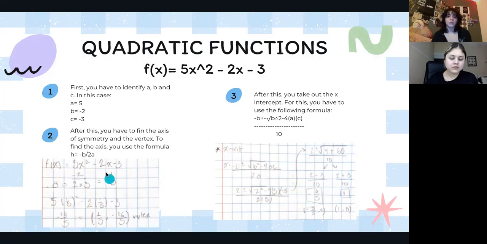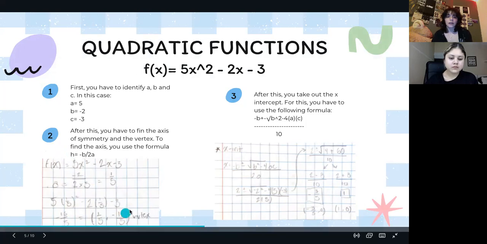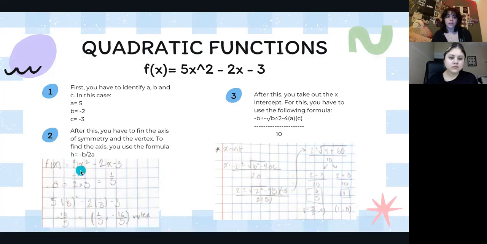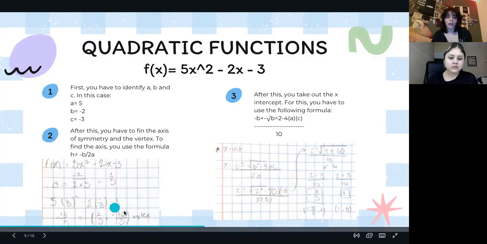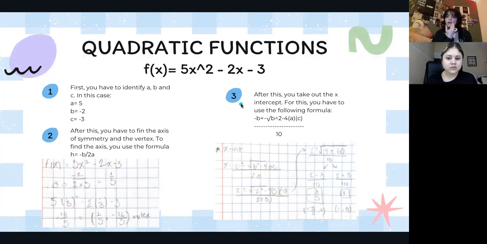And in here you take the axis of symmetry, and to get the vertex, you have to substitute the x with 1/5, so you can get the y in the vertex. So this will be the answer. After you figure the axis of symmetry and the vertex, you have to find the x-intercept, and you use this formula.